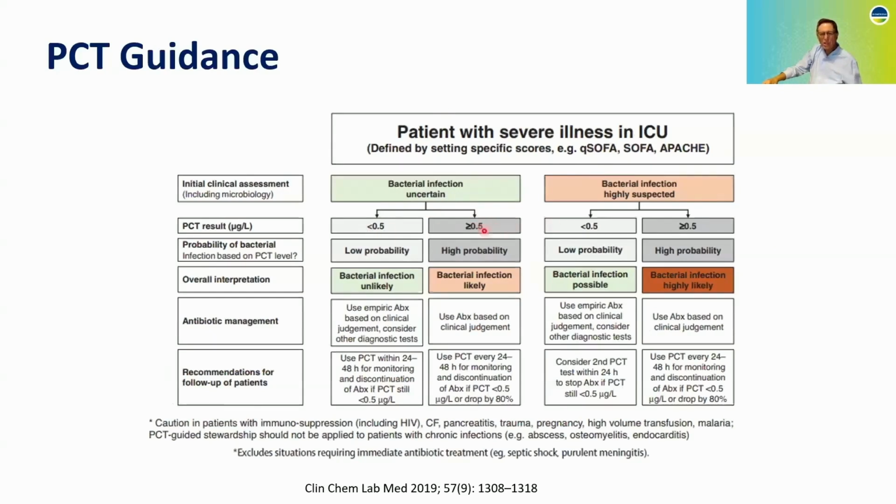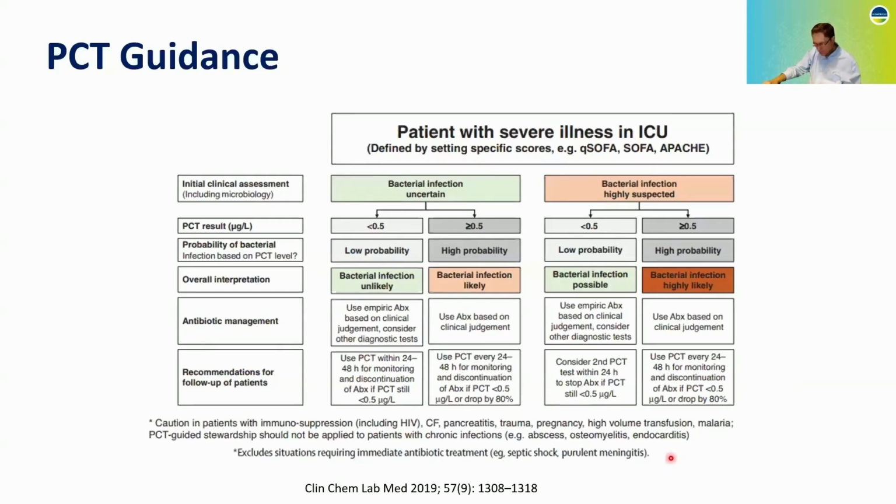So they increase the cutoff to be 0.5 rather than 0.25. And some people, if they're a dialysis patient or have acute renal failure, will say even up to 1 should be the cutoff in terms of whether or not they have a bacterial infection. And the same thing applies in terms of monitoring over time and stopping the antibiotics. And again, in situations such as septic shock or bacterial meningitis, there's no reason to get a procalcitonin level. You know what the diagnosis is.